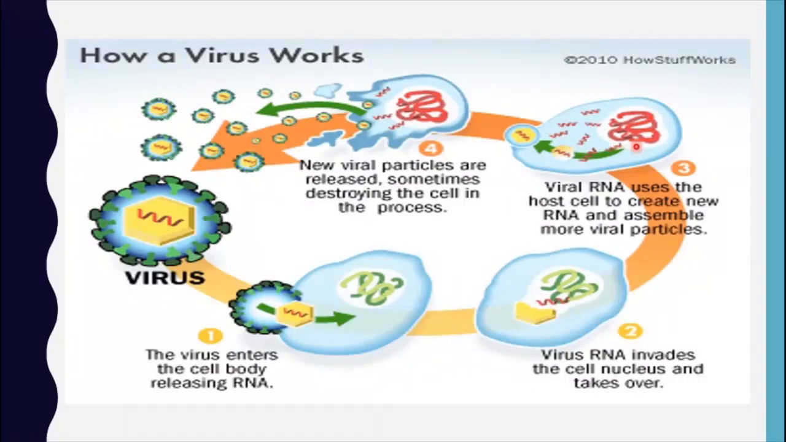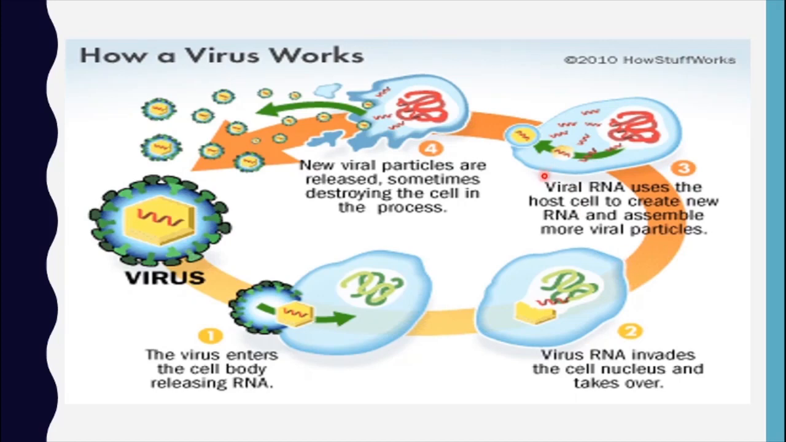So how does a virus work? When the virus attaches to the living cell, it will release the RNA. How does it attach? By the use of its capsid. Since the capsid and the cell membrane are made of protein, it can easily enter the cell. So when the RNA enters, it invades the cell nucleus and takes over the cell activities.